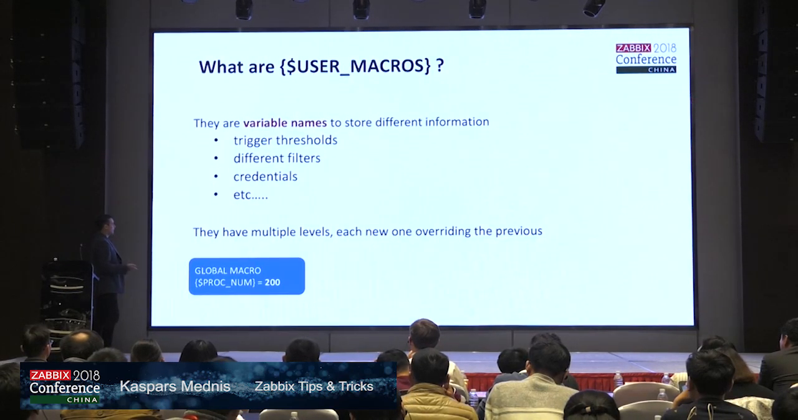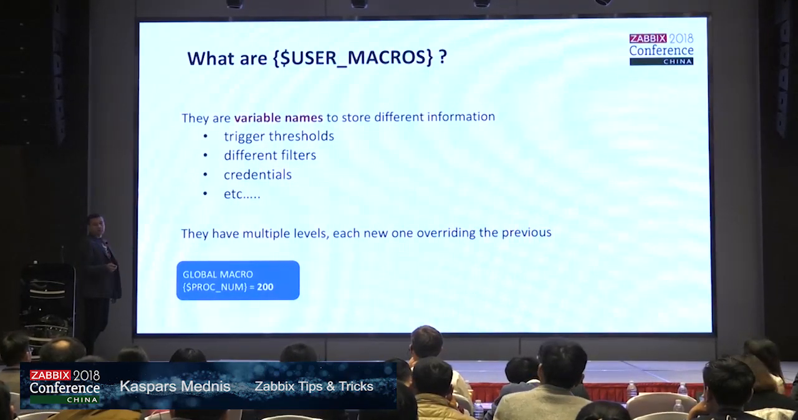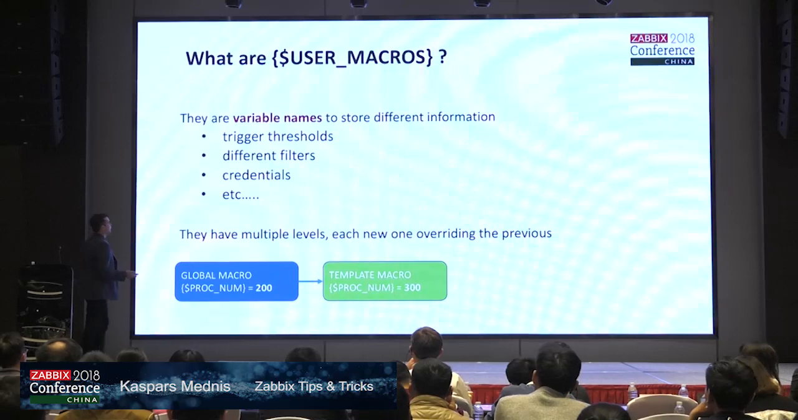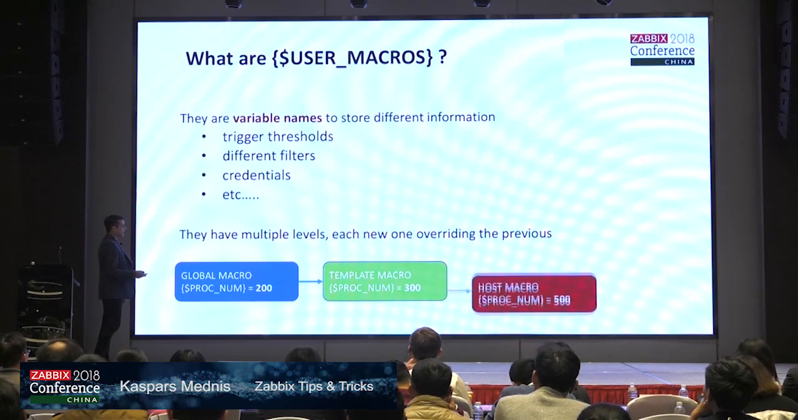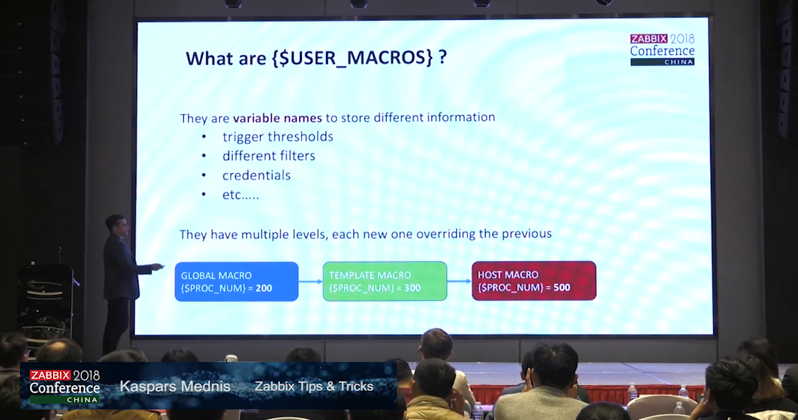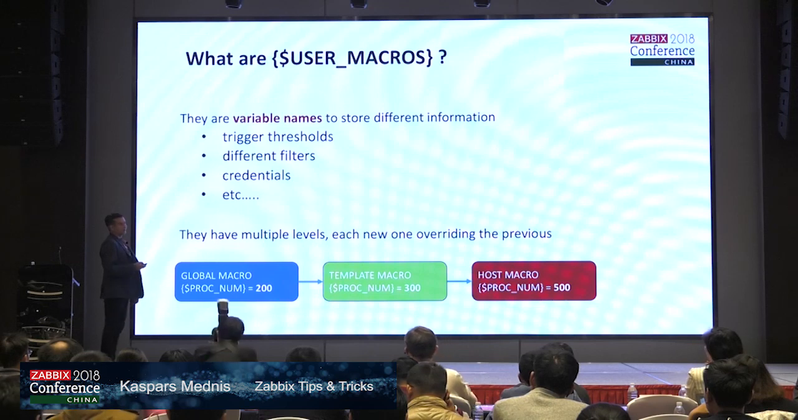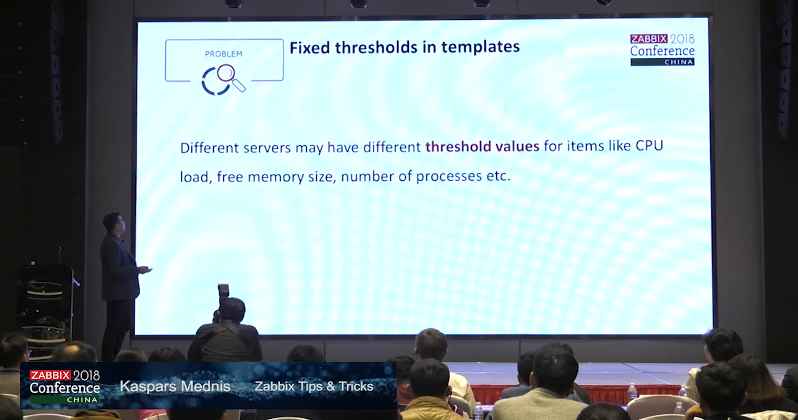And just to remember, macros have three levels. You can define them on the global level, then on the template level, which will override the global level, and at the end you can define them on the host level. Usually you will work with template and host macros. You will define your password or threshold on the template level, and then you will override them on the host if needed. So, a few use cases.